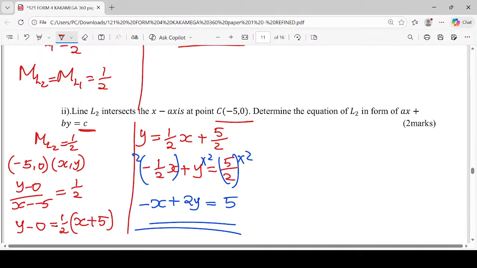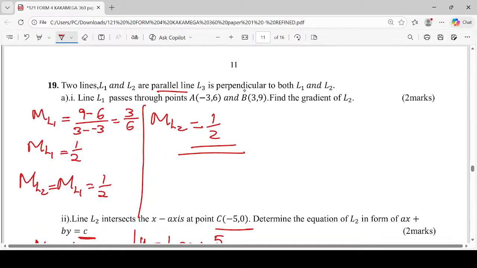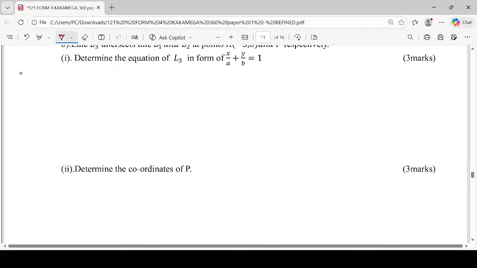When you revisit the top, they say that L3 is perpendicular to both L1 and L2. So what you need to know is that when I take the gradient of line L1 times the gradient of line L3, the product should give me -1. The gradient of line L1 is a half, so a half times the gradient of line L3 gives -1. Therefore, the gradient of line L3 is -2.